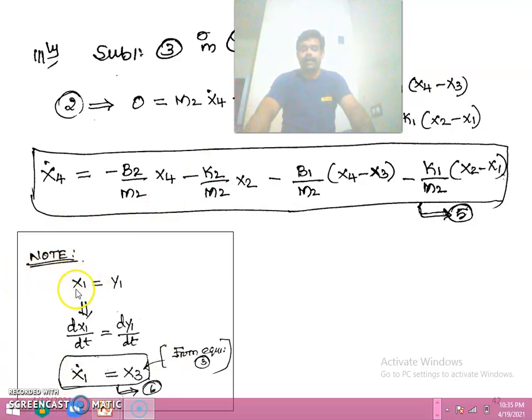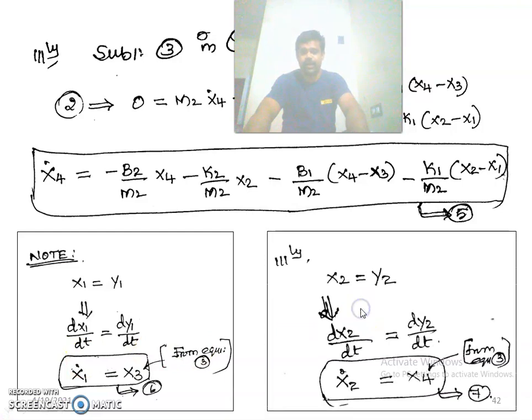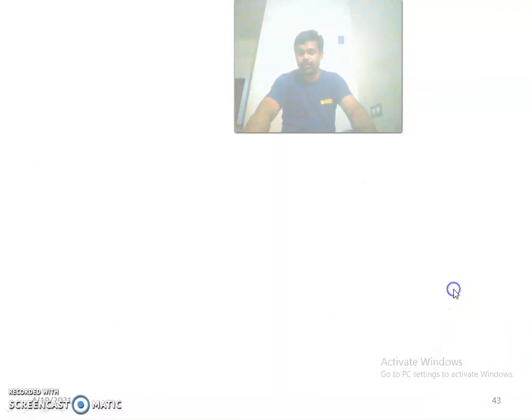Then, we have taken x1 is equal to y1. So dx1 by dt is nothing but dy1 by dt. What is dy1 by dt? dy1 by dt is nothing but x3. So dx1 by dt, that is x1 dot, is equal to x3. Similarly, x2 is equal to y2, so dx2 by dt is equal to dy2 by dt. What is dy2 by dt? It is x4. So x2 dot is equal to x4.